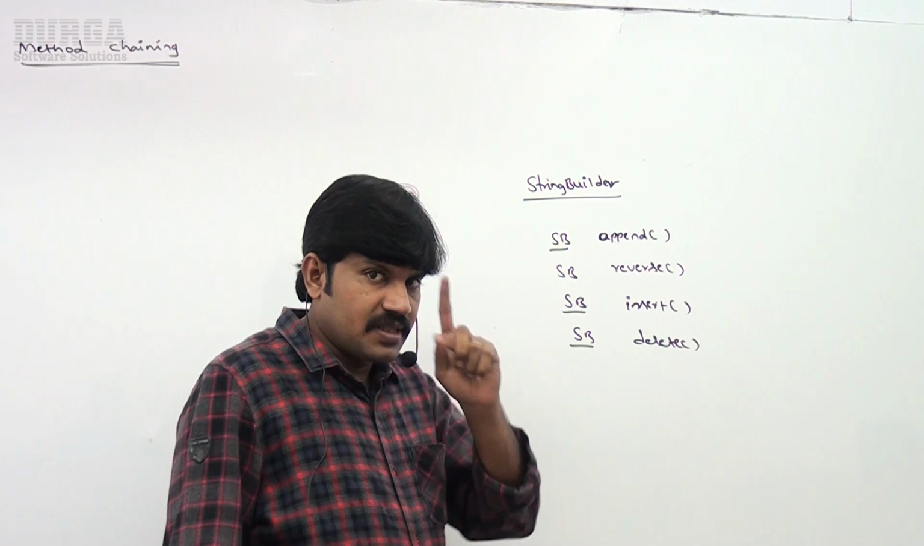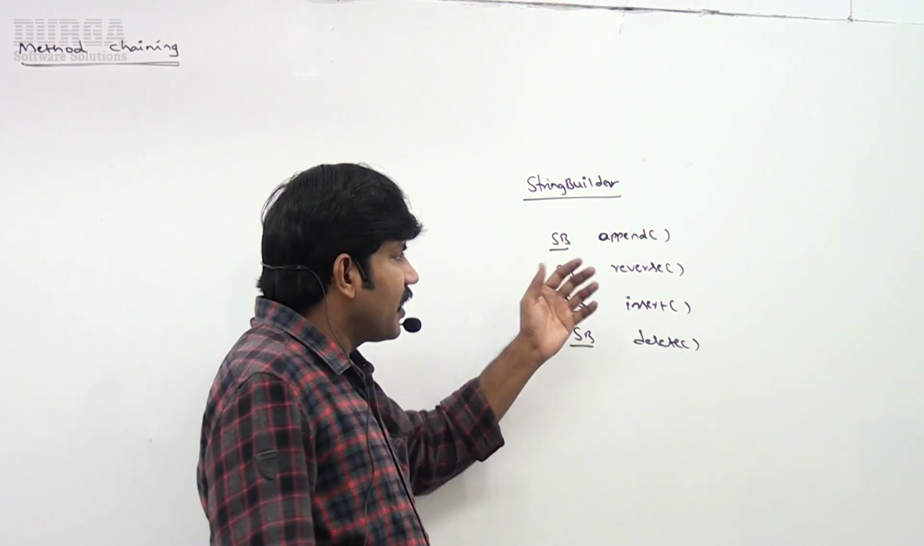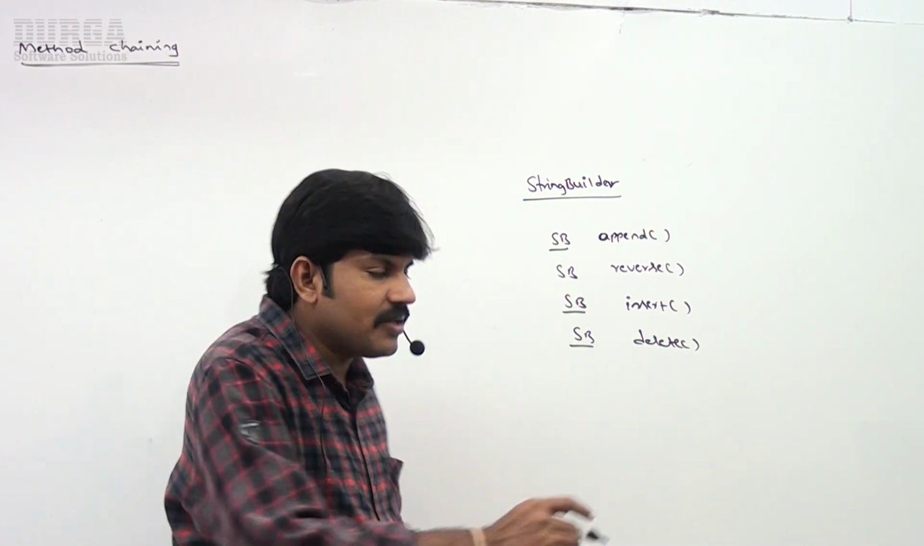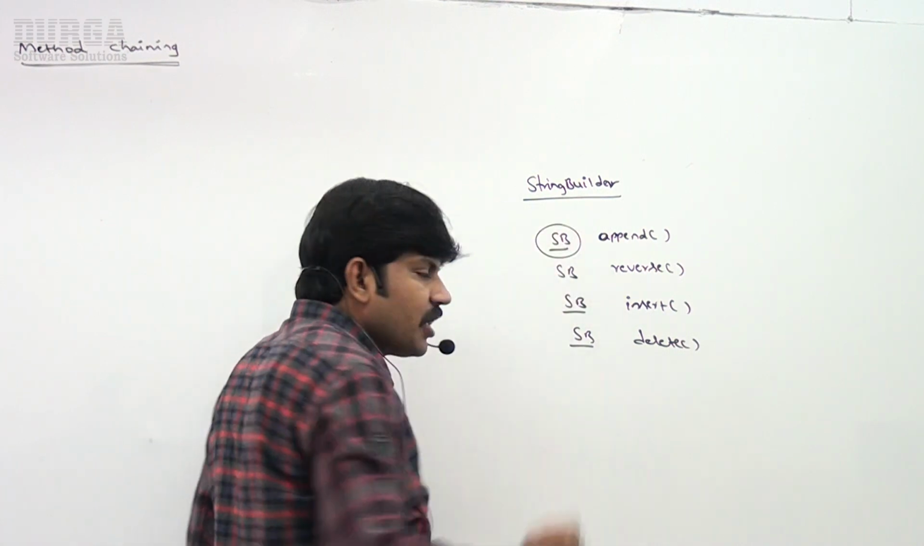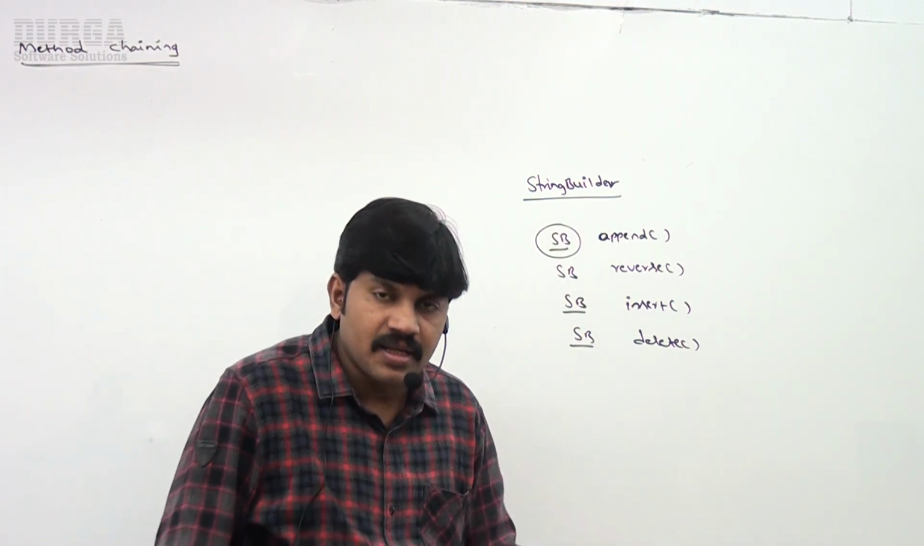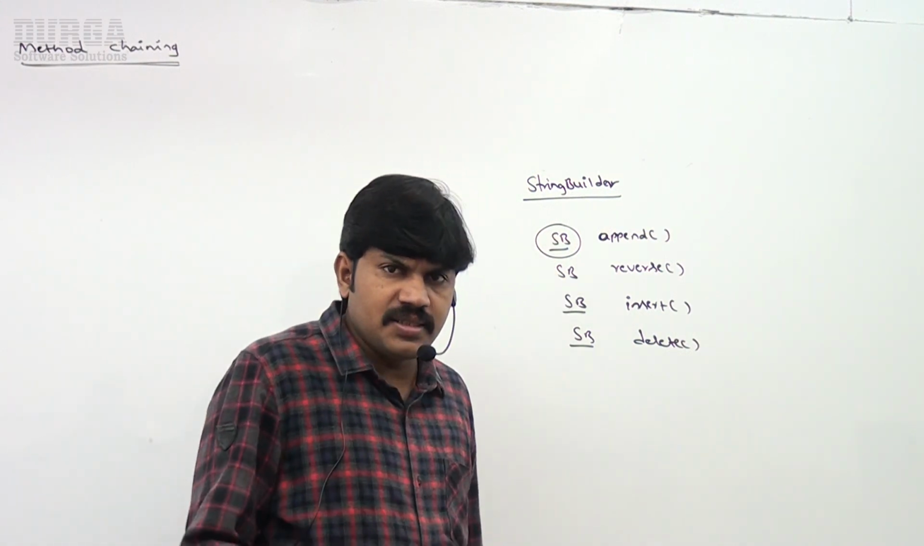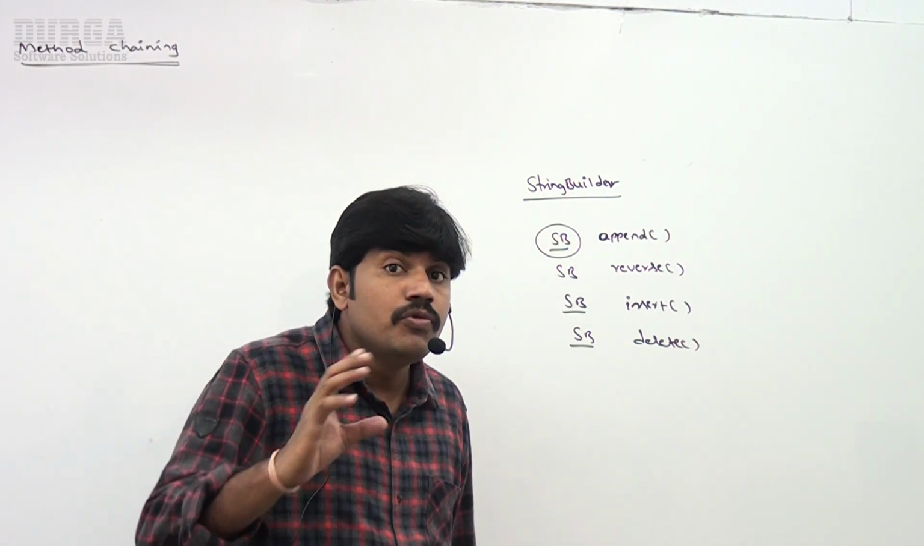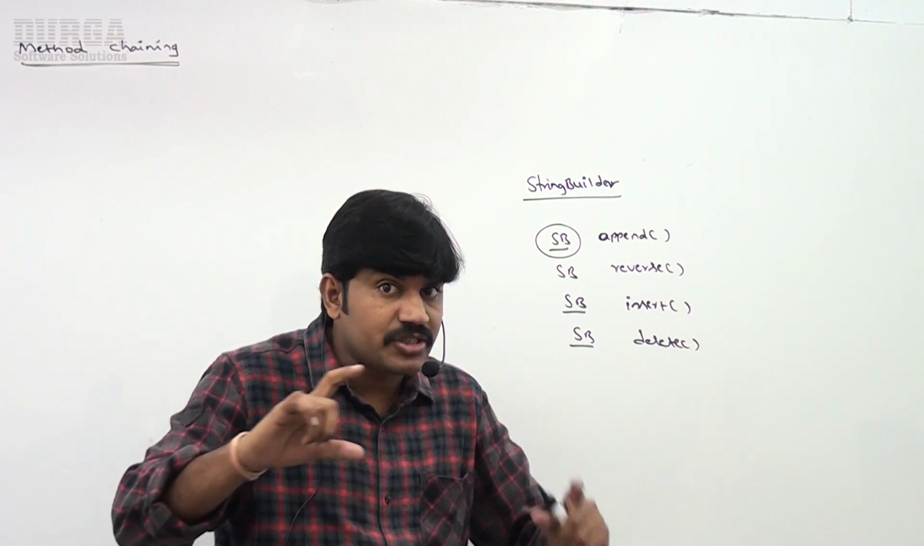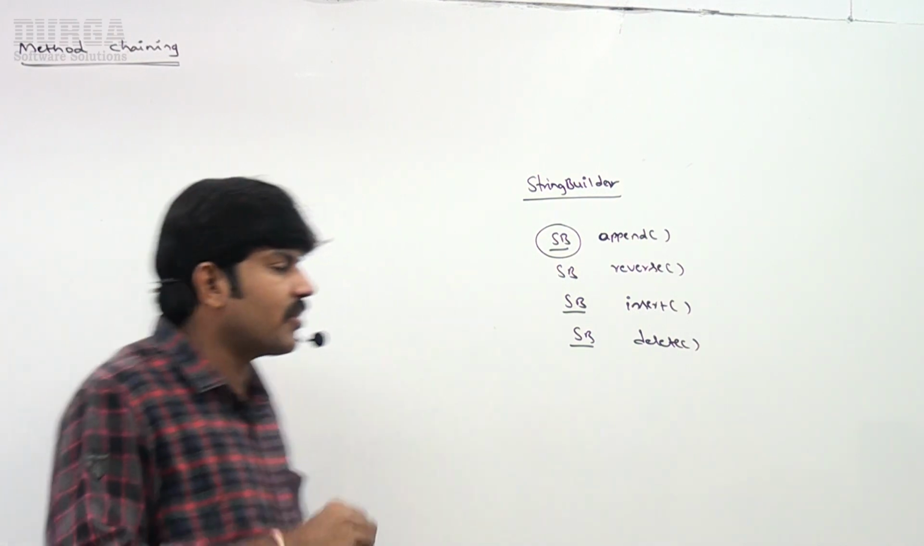For most of the methods present inside StringBuffer and StringBuilder, the return types are always the same type. That's why after applying a method, StringBuilder is going to be returned, the same type. On that result, you can call another method, itself you can call another method. So which forms method chaining? What does it mean? Observe that, sir.